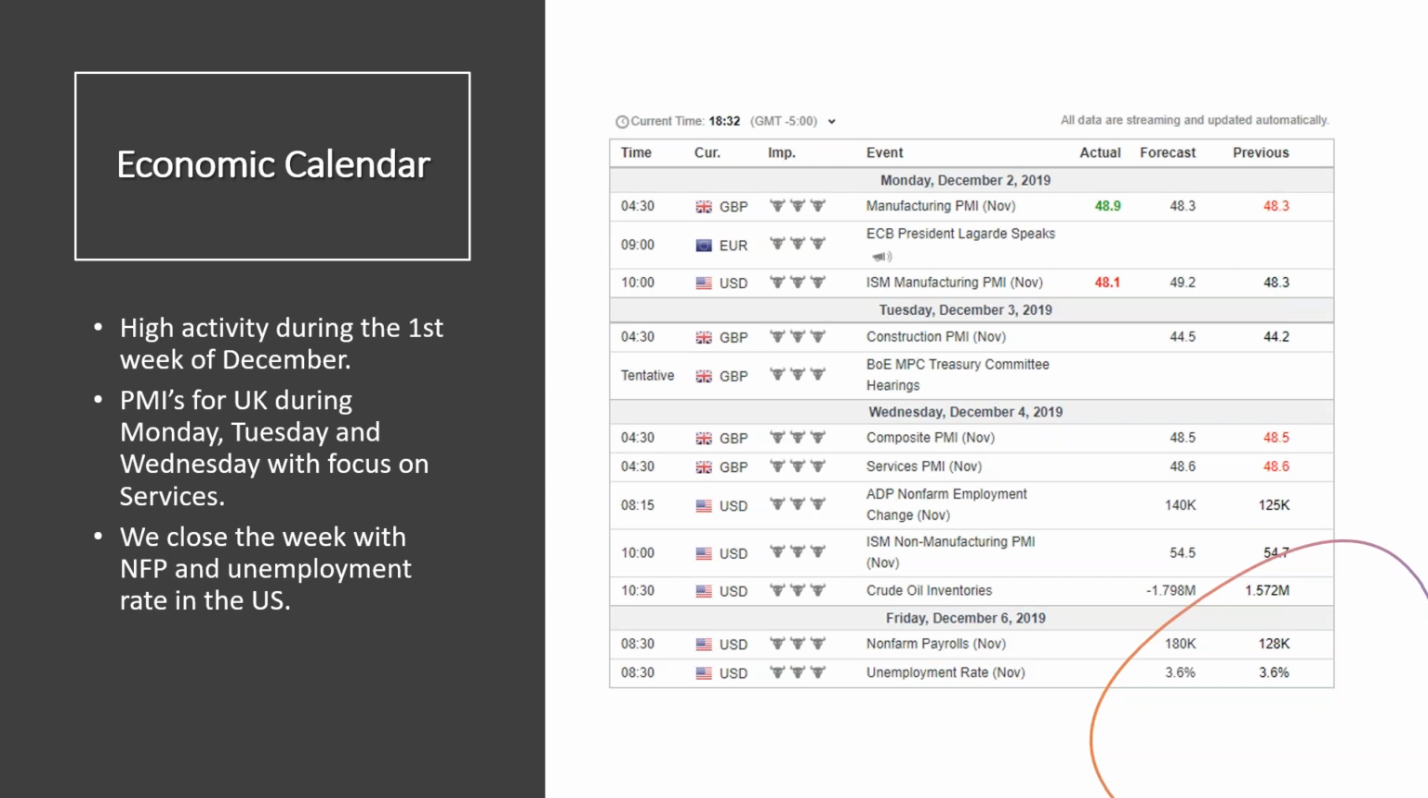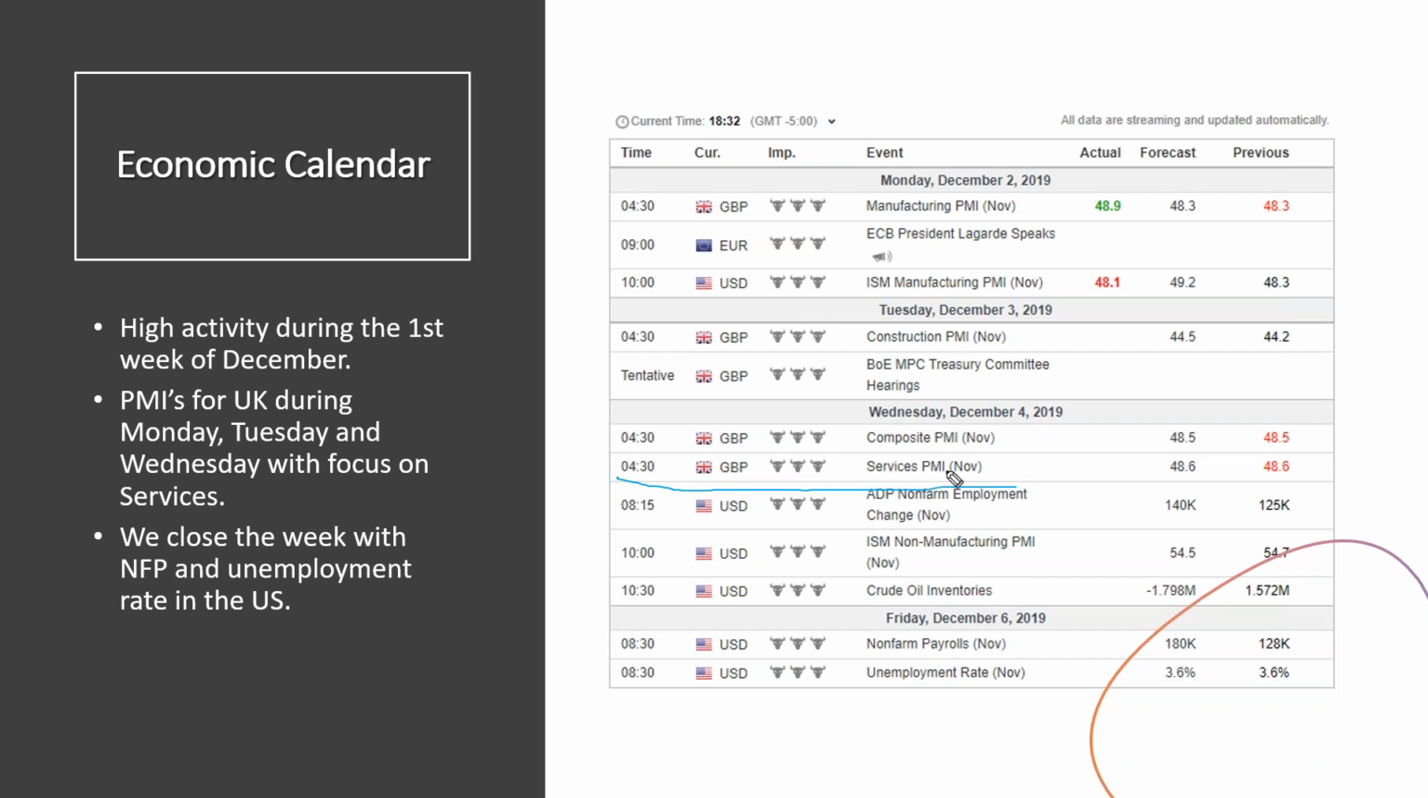Let's start with the economic calendar. We were talking before that this is a very important week. Why? One event happening on Friday and another happening on Wednesday. If we take a look at the weight of these events, Friday will take practically all the weight for this week.